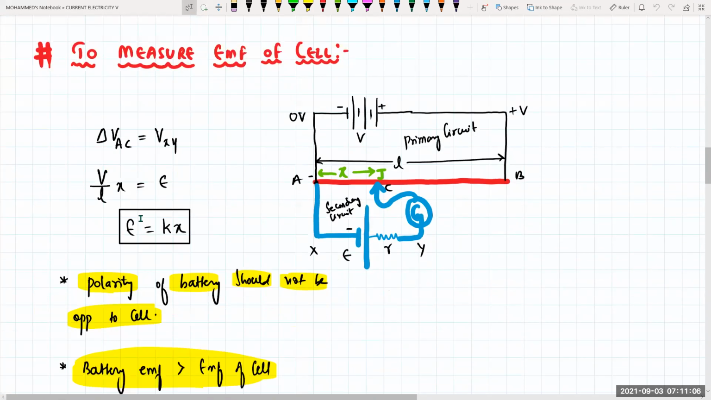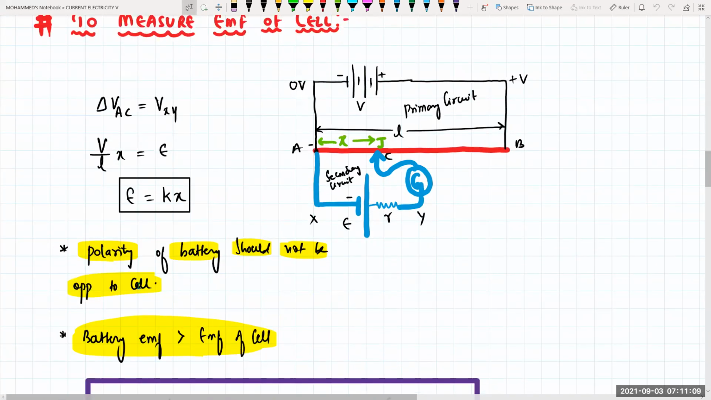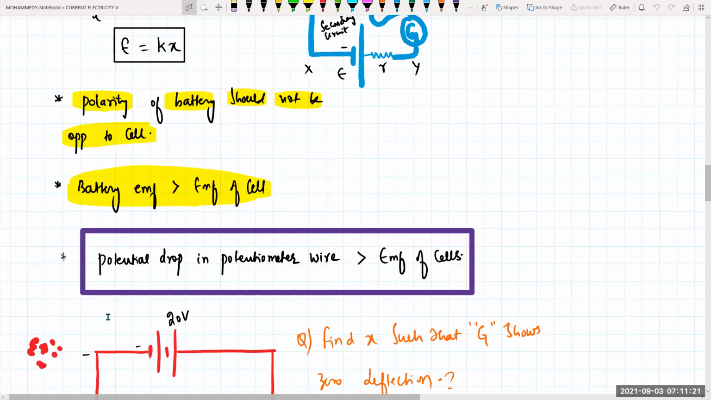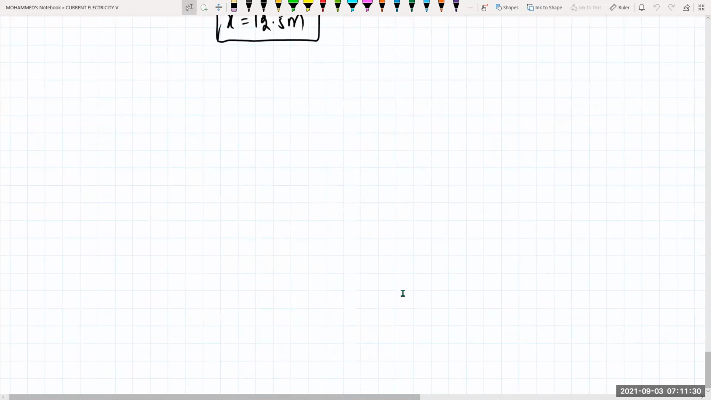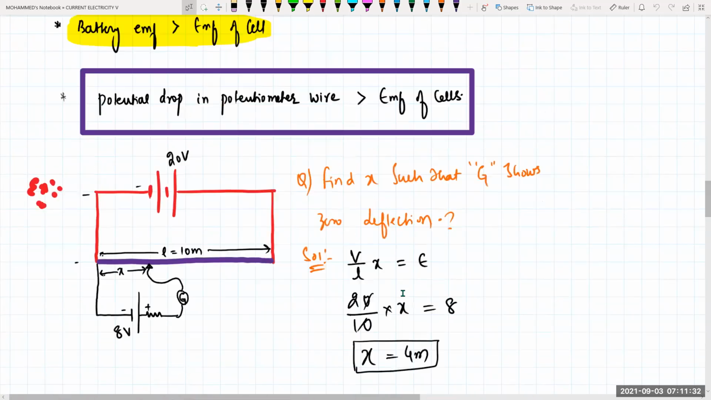To measure the EMF of cells, the polarity should not be opposite to the cell. If positive, negative is connected, it should be negative. If here it is positive, it should be positive here also. And the battery EMF should be greater than the EMF of the cell. And the potential drop in a potentiometer wire is always greater than the EMF of the cells used. And I have done some numericals on that. I hope you remember that. And let us come to today's topic.